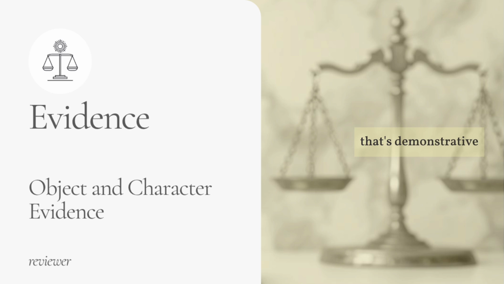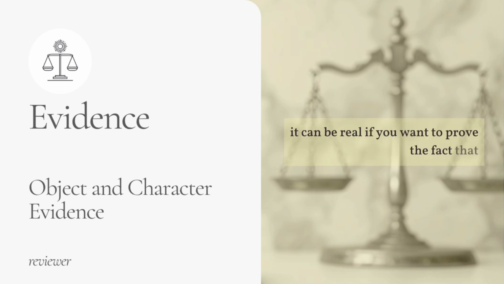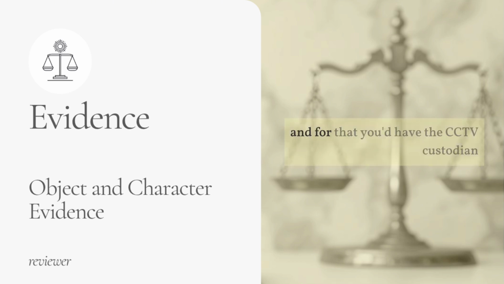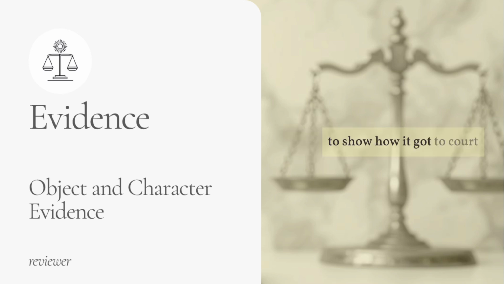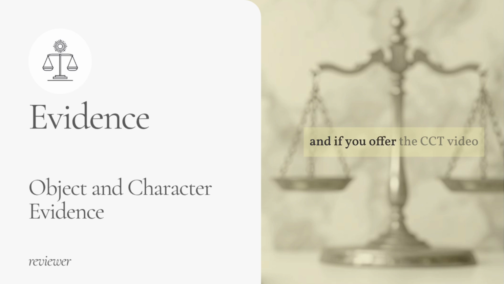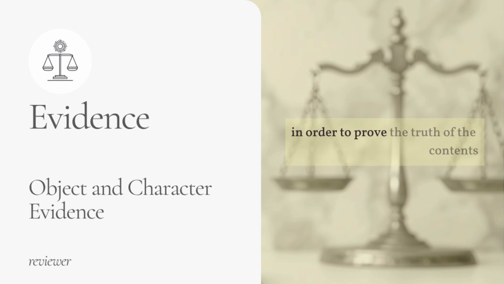That's demonstrative. Next, it can be real if you want to prove the fact that the CCTV itself already exists. Like, there is CCTV of this event, and for that, you'd have the CCTV custodian. And then also you would follow the chain of custody, similar to a dangerous drugs case, to show how it got to court, but just for the purpose of this, yeah. So then you can prove the actual existence of the CCTV, and if you offer the CCTV video in order to prove the truth of the contents of the video, then it's documentary evidence. Okay. There you go. Now, what about photos?